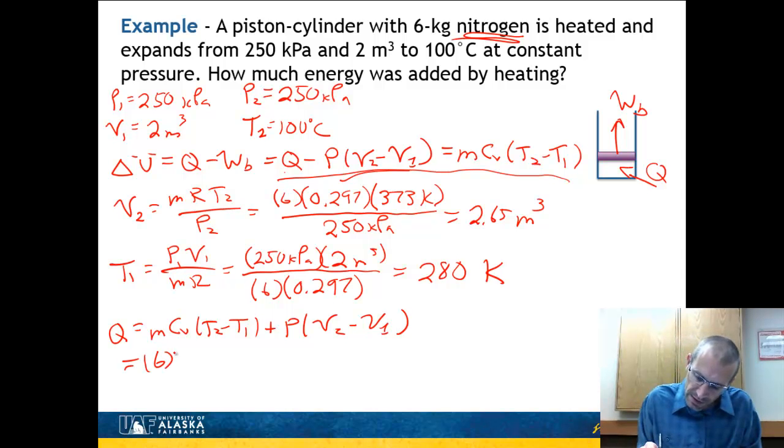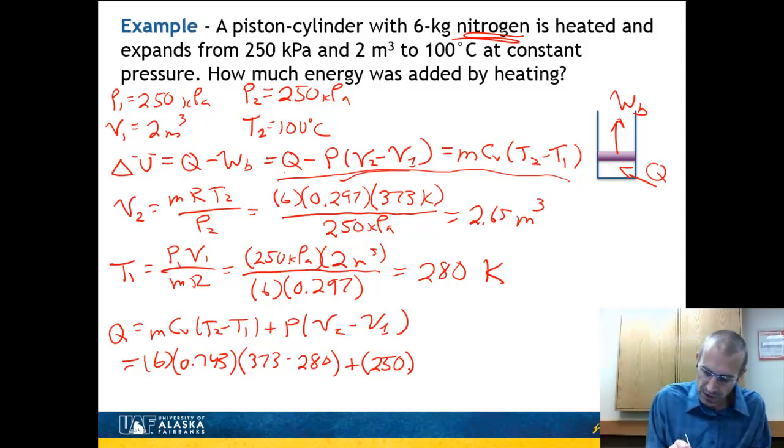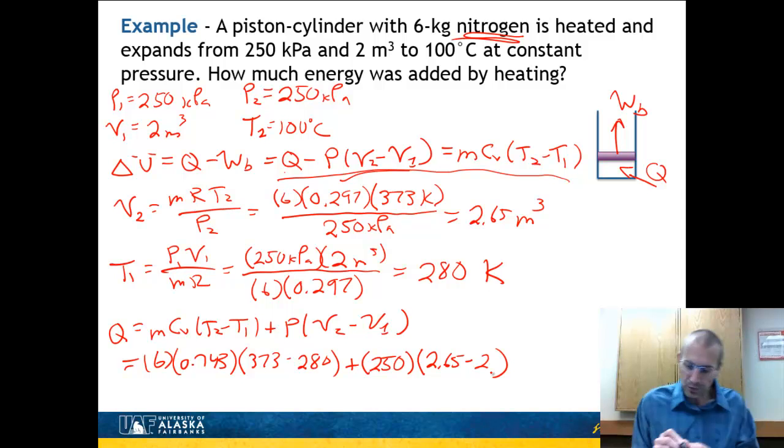So let's do 6 and CV. Now I know my heat capacity at constant volume. That's off table A2A. The value of CV is equal to 0.743 for nitrogen. And T2, the final temperature, was 373 minus 280. And now I add my boundary work term of 250 kPa. Pressure was constant through there. V2 of 2.65 minus 2. And if I go ahead and do all that arithmetic, I get my final value of Q.